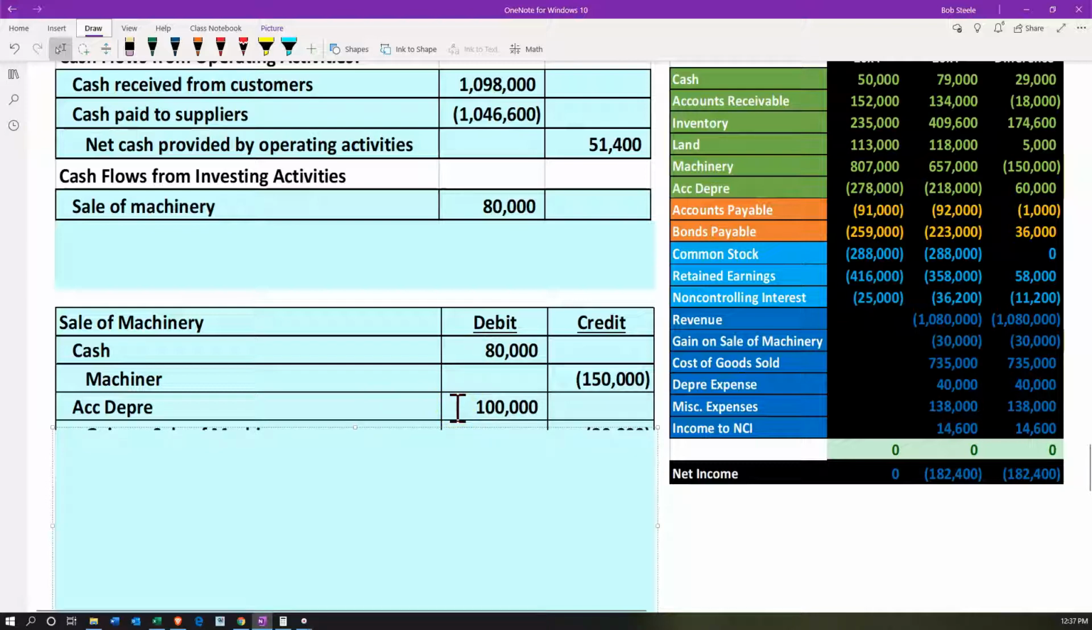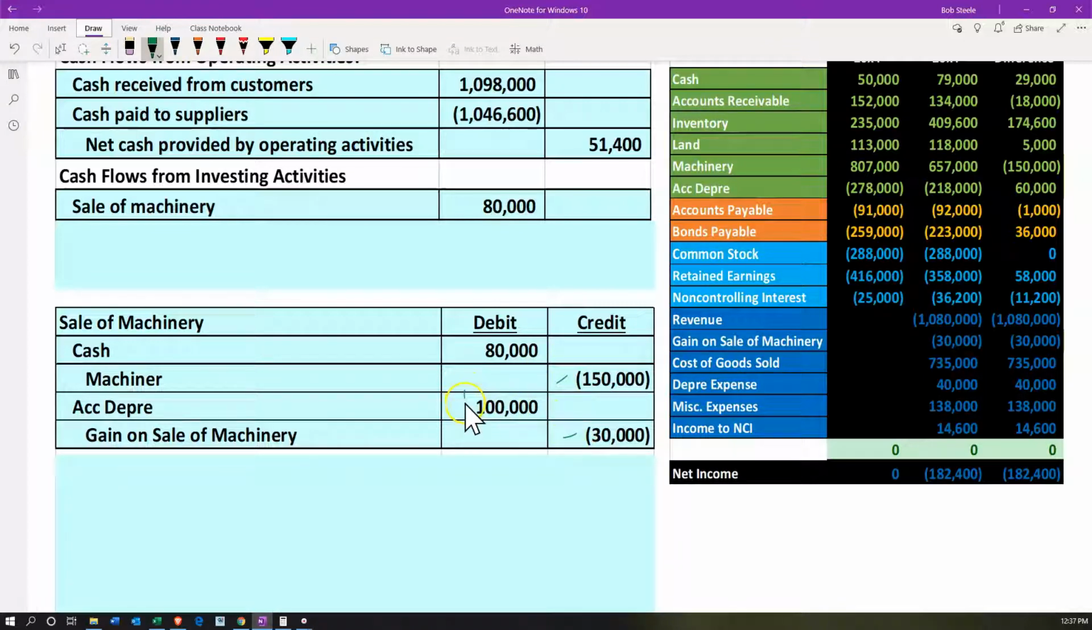I'll get to exactly why that is in a second, in more detail, and then I know the gain is going to be the gain that was shown here at the 30,000. So that was a credit for 30,000. So I know what this number is. I know what this number is. Now I'm going to figure out what this number is with another worksheet, and then this will be the plug.